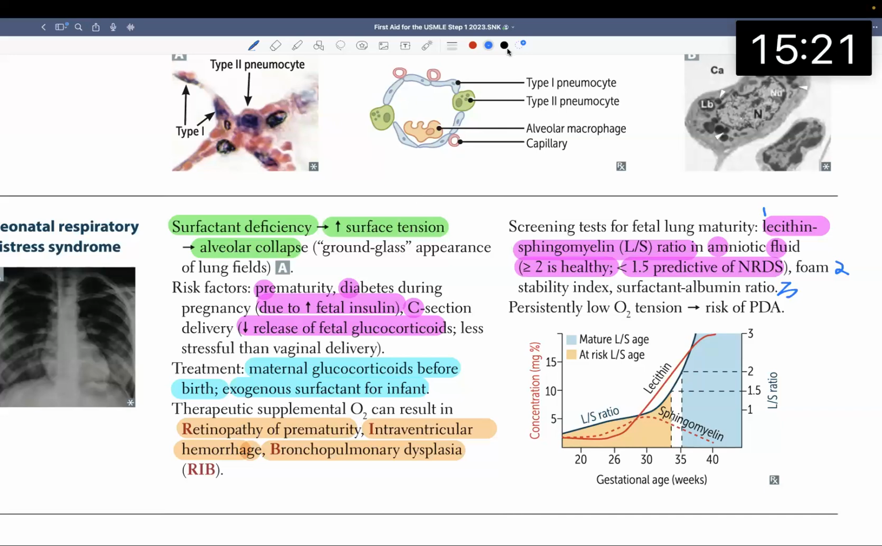Persistently low oxygen tension increases the risk of PDA, sorry. Persistently low oxygen tension will increase the risk of PDA.